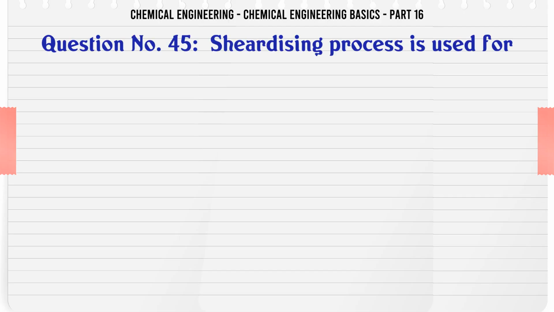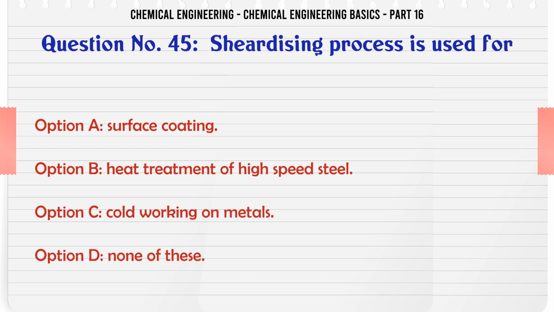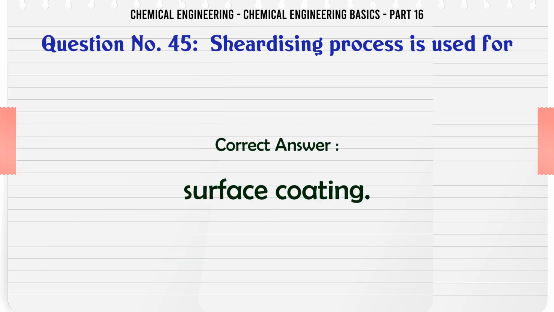Sherardizing process is used for A, surface coating, B, heat treatment of high speed steel, C, cold working on metals, D, none of these. The correct answer is surface coating.